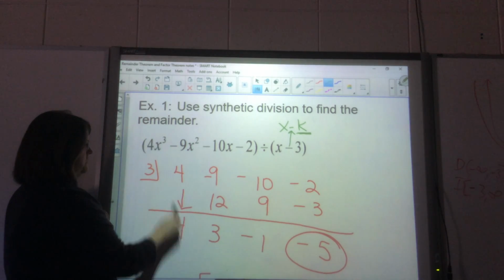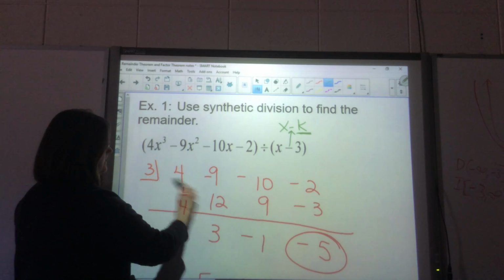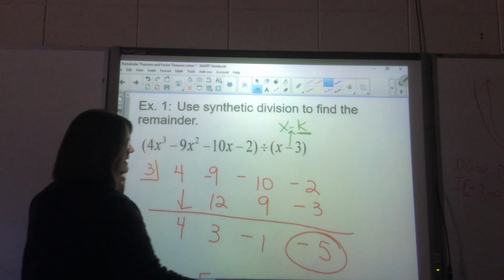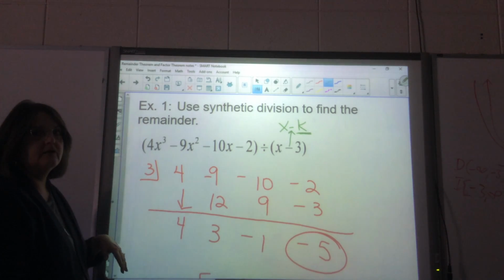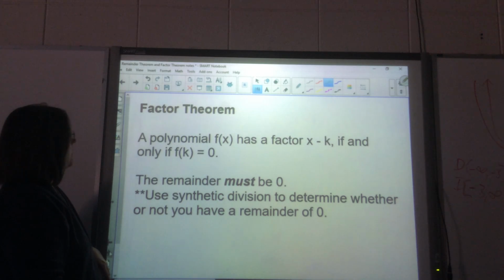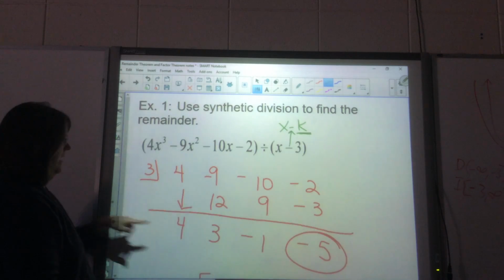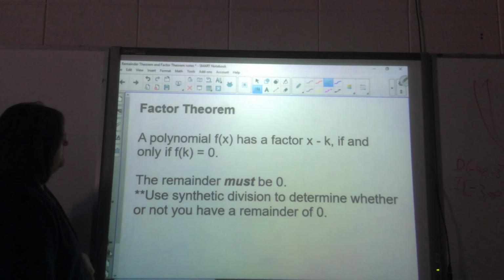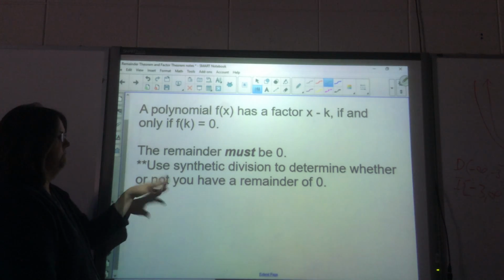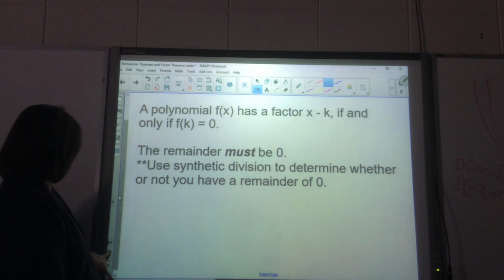And then I bring down the first number. I multiply, add, multiply, add, multiply, and then add. And negative 5 is the remainder. Truly, if I were to divide this out, negative 5 would be my remainder. The factor theorem says that if I have a remainder of 0, which I did not have here, I had a remainder of negative 5, but if I have a remainder of 0, then I can factor out the rest of the polynomial. And we'll use synthetic division to determine what our remainder is.